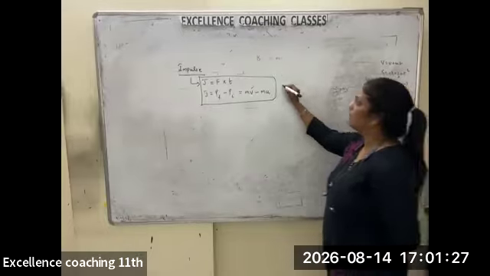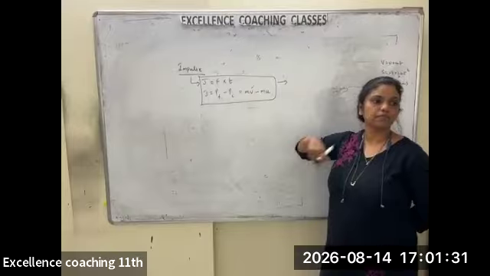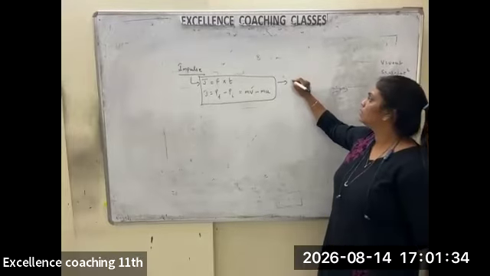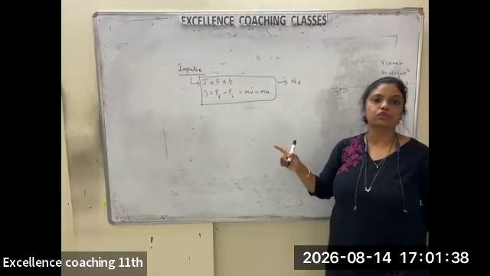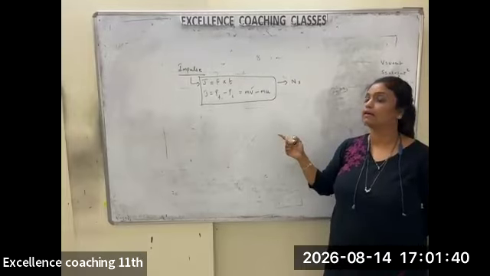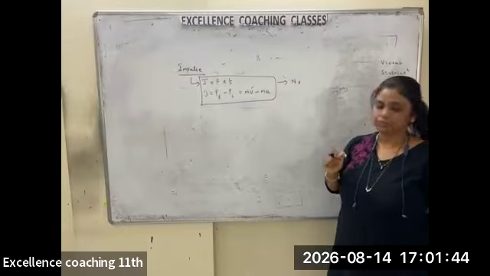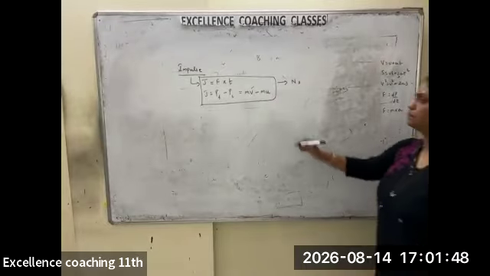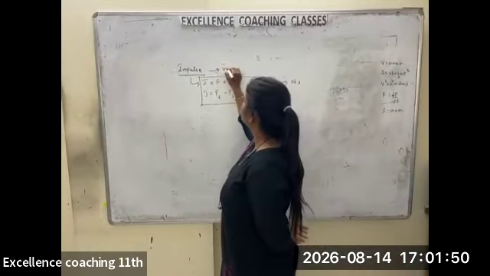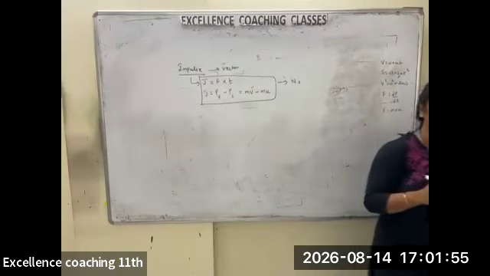Can you tell me what will be the SI unit of impulse? Look over here: force into time. Force unit is Newton, time unit is second. So Newton second. Again, impulse is a vector quantity.